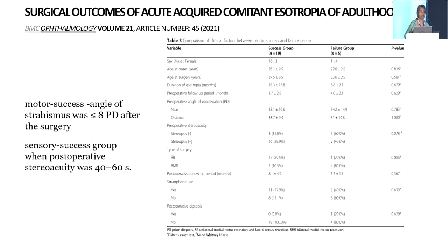And post-injection, you also need to work on their divergence. You need to put them on exercises to improve their divergence abilities.